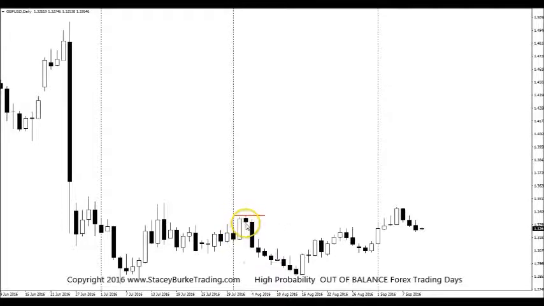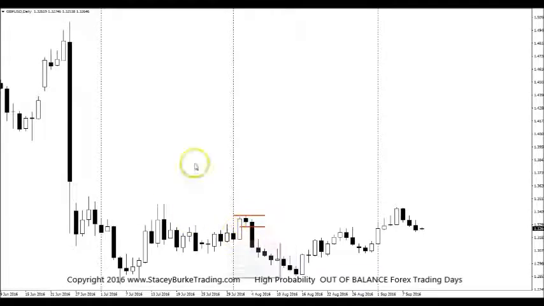Now, when we see this small bear bar on the Wednesday, is this a pullback or is this a potential reversal? Some traders will try not to predict the movement of the market, but will position themselves with a breakout order on either side.